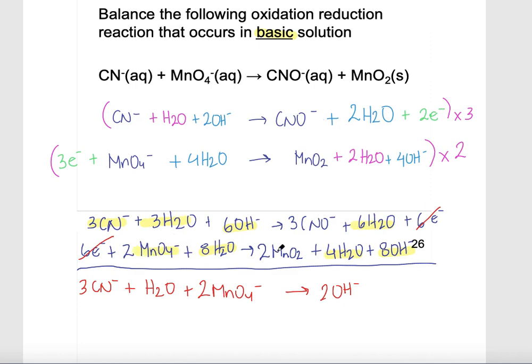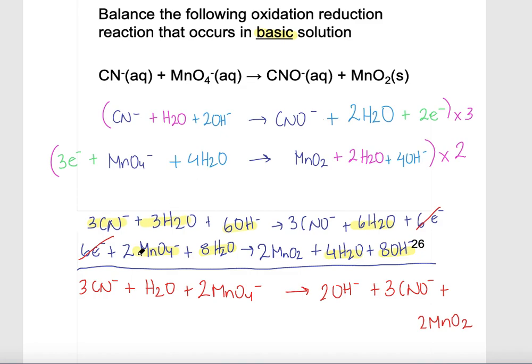Now on the right-hand side, I have just 2 leftover things that cannot be canceled with anything, so I'm just going to bring them down. I have 3 CNO minus plus 2 MnO2. And we are done. The last thing, really, you just need to check to make sure that everything balances away.